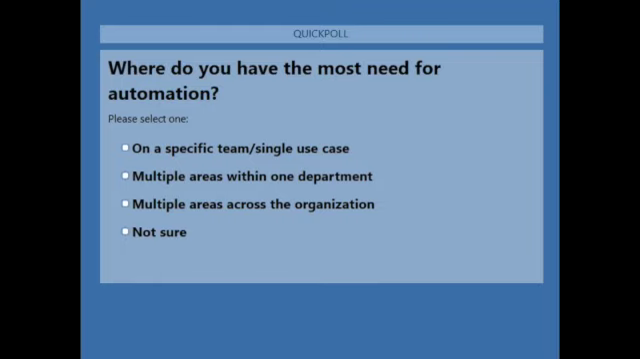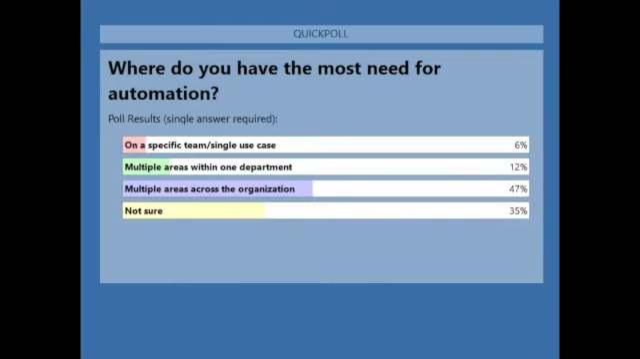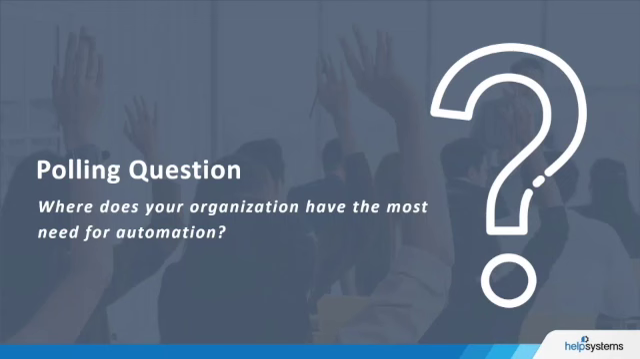Often we'll see like accounting has some automation needs. They spend a lot of time in Excel. IT absolutely has some needs for automation. All right, so we do have 6% out there that are looking at a specific use case. Most people can see multiple areas across the organization, 47% as opposed to 35% are not sure. And that absolutely makes sense when you're just starting out. Cool, well, thank you so much for that input.